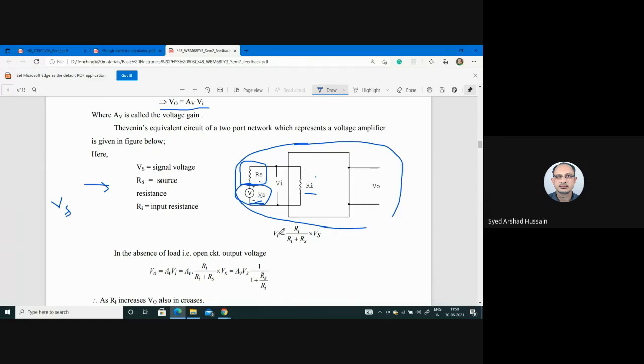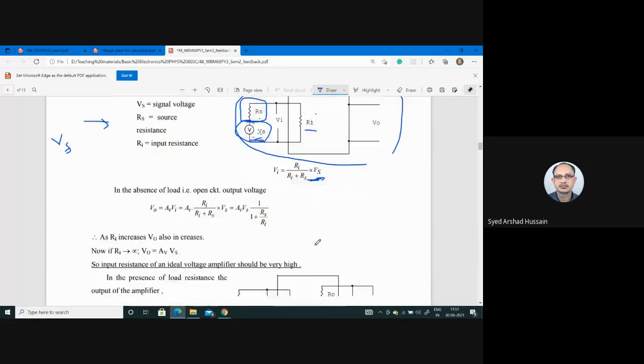From this circuit we can write Vi, meaning the voltage drop across Ri. This is according to the potential divider circuit. If a resistance is connected in series with the source, then the potential drop changes. In case of current, if it is in series, the current remains the same; if it is in parallel, the voltage remains the same. So according to the potential divider circuit, the voltage drop across Ri may be written as Ri divided by Ri plus Rs, into Vs.